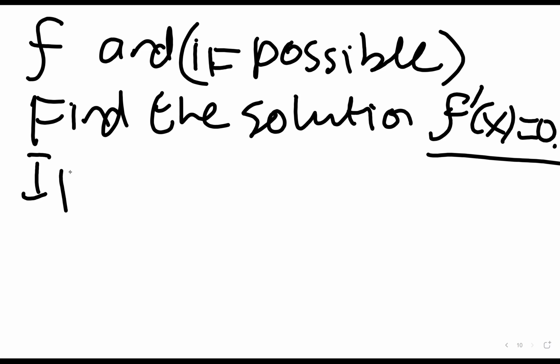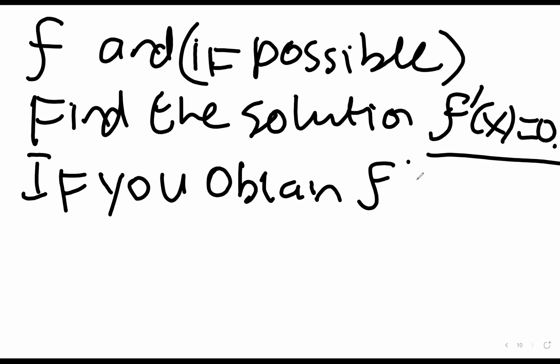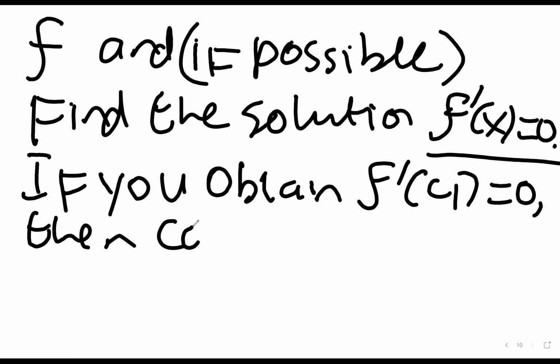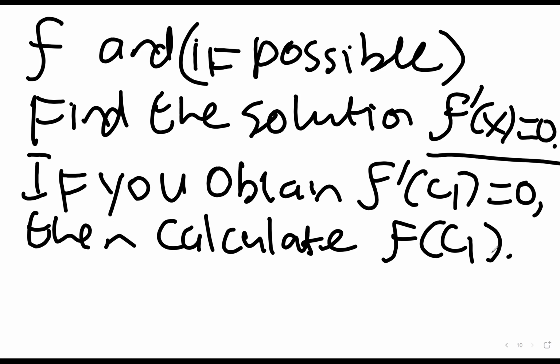If you obtain, let's say, f prime of c1 equals 0, then this is the stationary point. Calculate f(c1), let's say. Of course, the solution can be many. Some equations have more than one solution, for example c1, c2, c1 prime, and so forth. The stationary point. But at the stationary point, please calculate the value of f(c1) in this case.